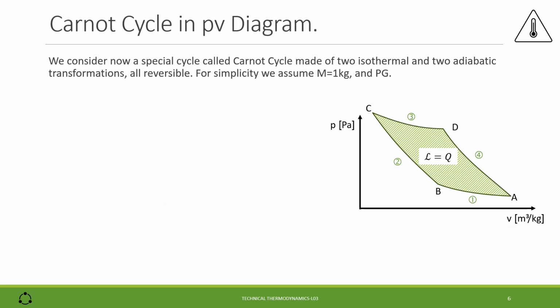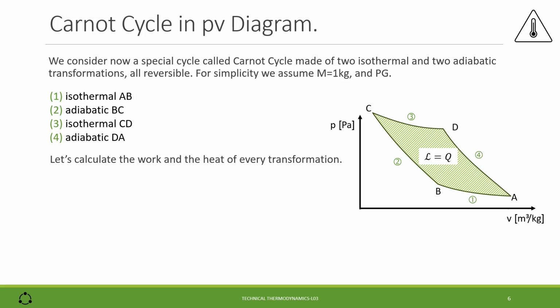We consider now a special cycle called Carnot cycle, made of 2 isothermal and 2 adiabatic transformations, all reversible. For simplicity, we assume the mass 1 kg and perfect gas. The transformations are number 1, isothermal AB, number 2, adiabatic BC, number 3, isothermal CD, number 4, adiabatic DA. We calculate now the work and the heat of every transformation.